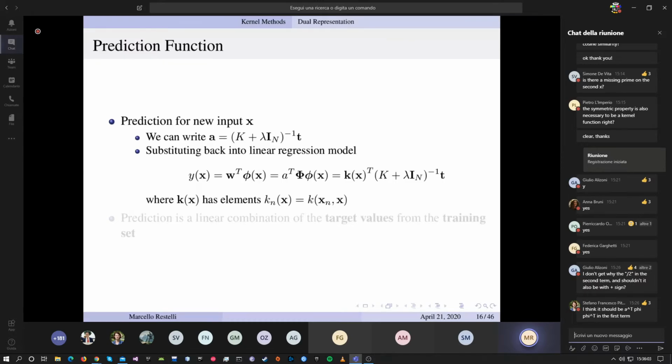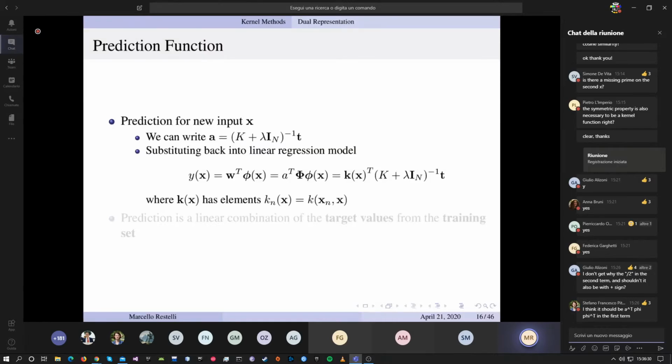What is the vector k of x? The vector k of x is a vector of n components that measure, using the kernel, the similarity of each sample in the training set with respect to the sample x, which is the input for which we want the prediction. So again, the model that predicts the value for new samples is done in this way.